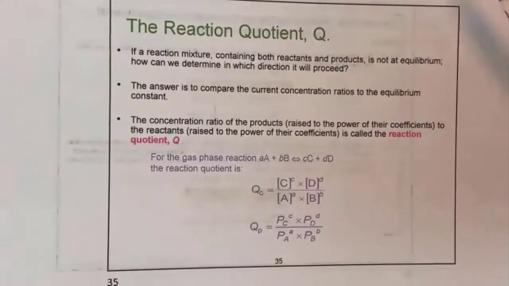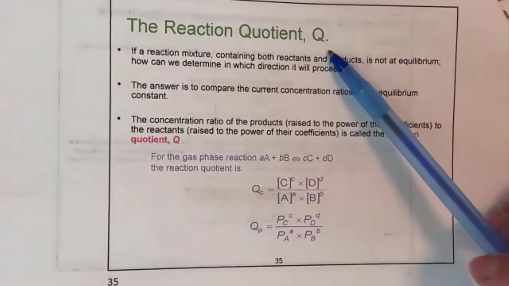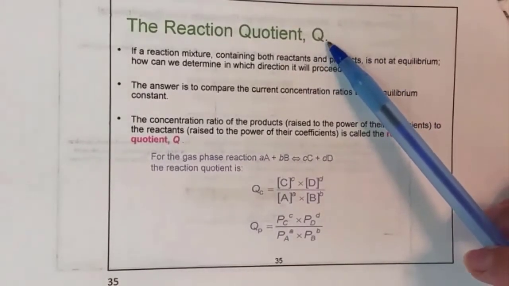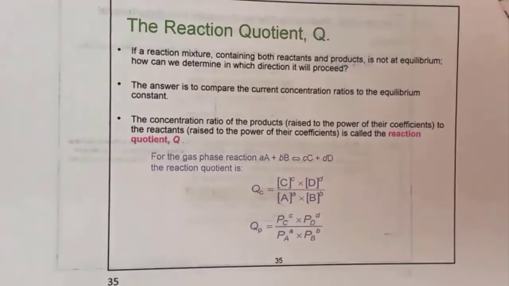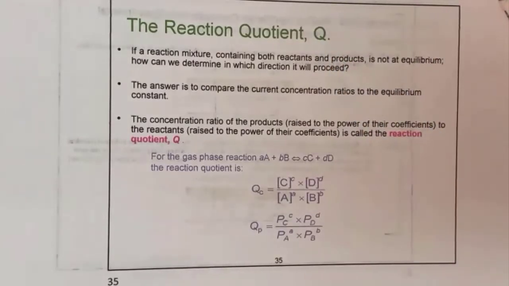So on slide 35, we talk about reaction quotient Q. So Q looks exactly like K. The only difference is Q concentrations are at non-equilibrium scenarios.